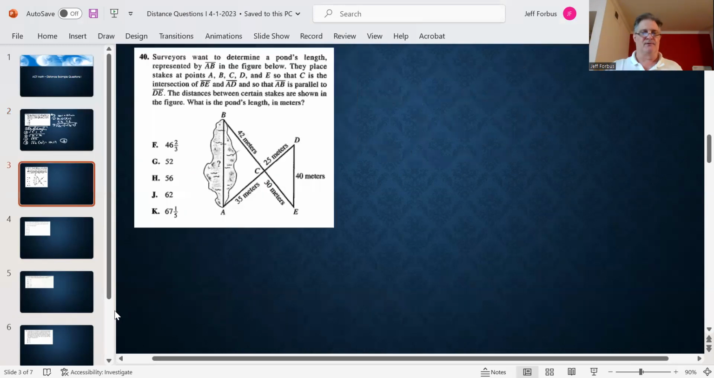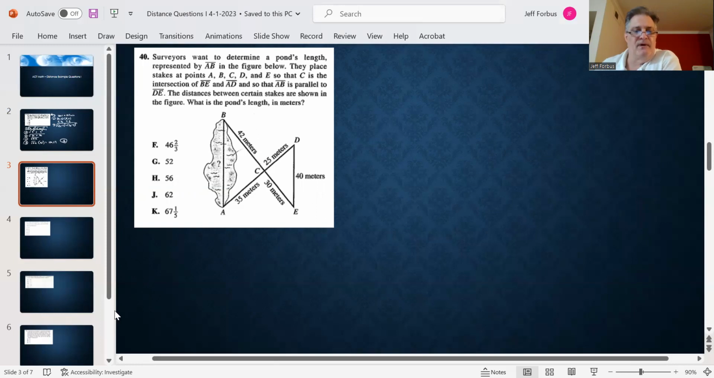Okay, next question. So we got a figure here, and it says surveyors want to determine a pond's length, represented by line segment AB in the figure below. They place stakes at points A, B, C, D, and E so that C is the intersection of BE and AD, and so that AB is parallel to DE. Now, the distances between certain stakes are shown in the figure. What is the pond's length?